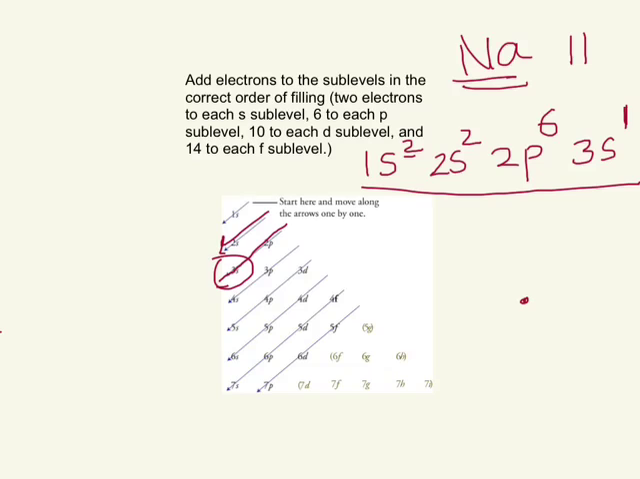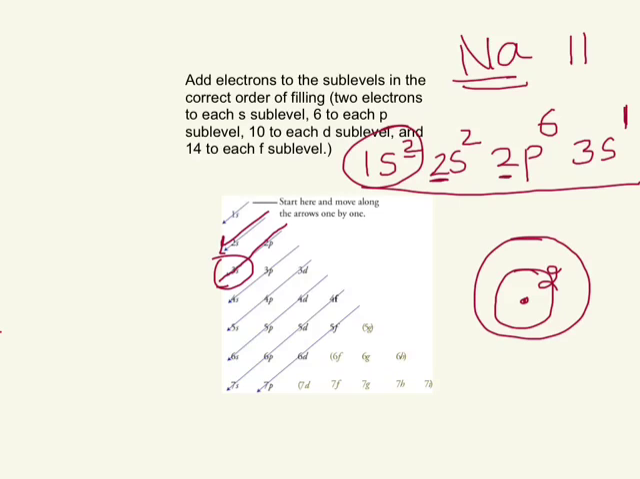So here, the first energy level has 2 electrons. Second energy level, this is the second energy level. There are a total of 8 electrons in this, 2 in 2s and 6 in 2p. And the third energy level has 1 electron.